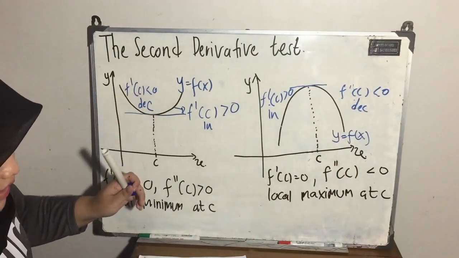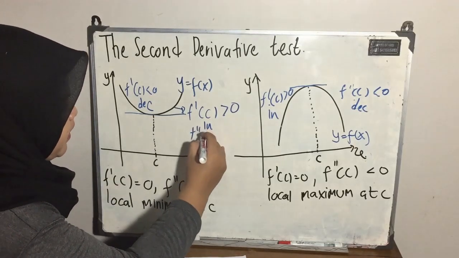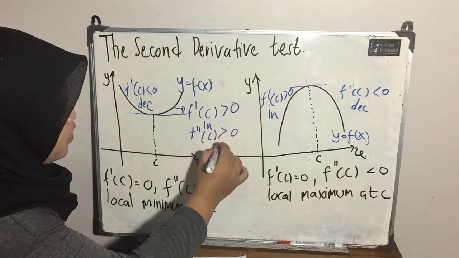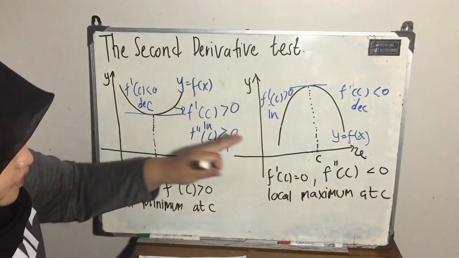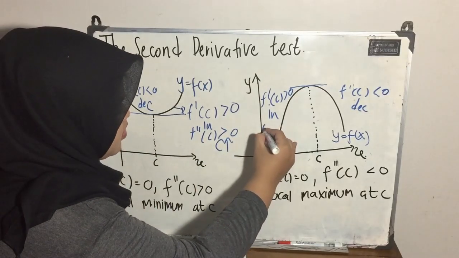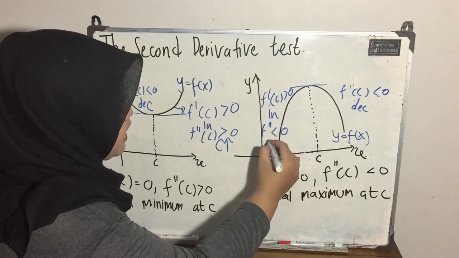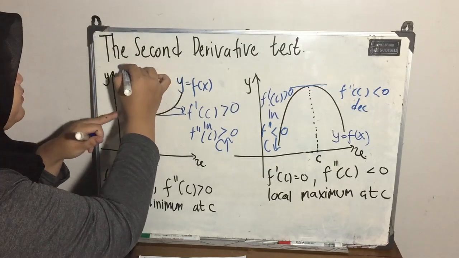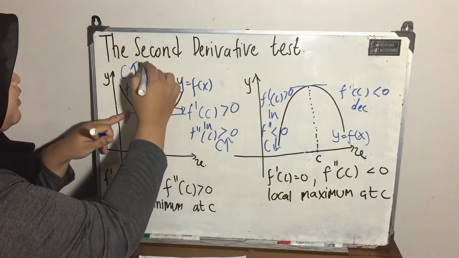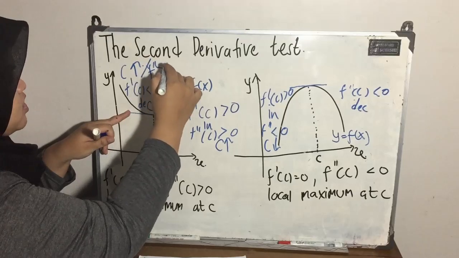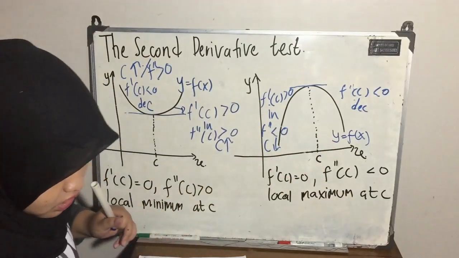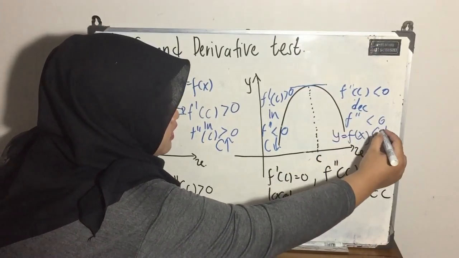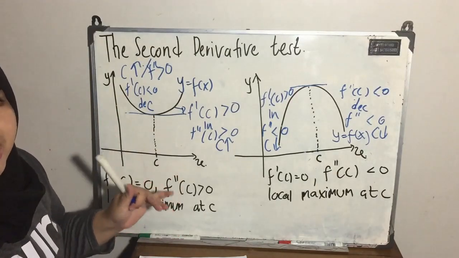Now from here we see the second derivative at c is more than 0, or concave up, and then in the right side this one is concave down, and then in front here it is concave up, or the second derivative more than 0, and the last is concave down. Correct, this one is concave down.